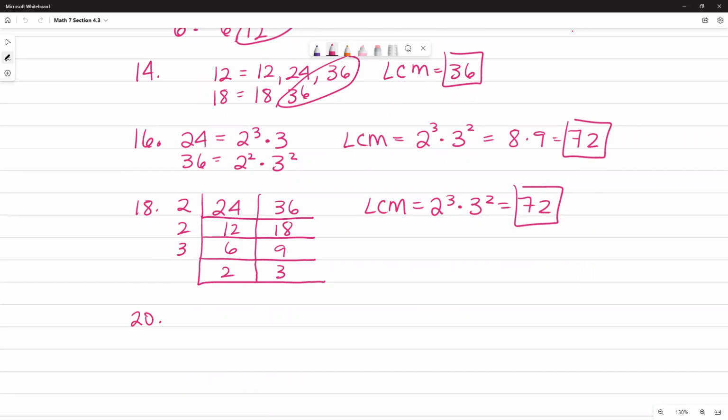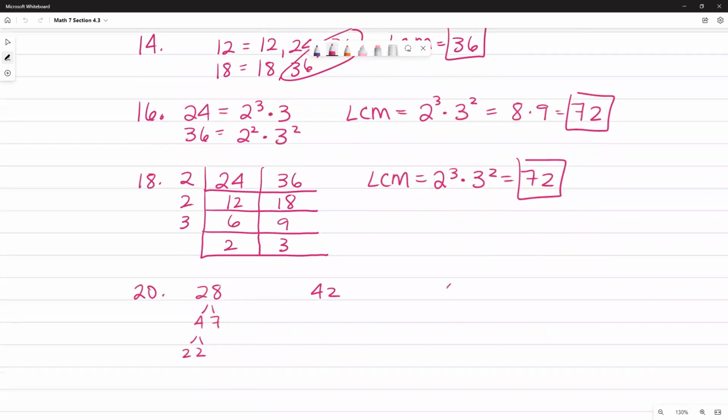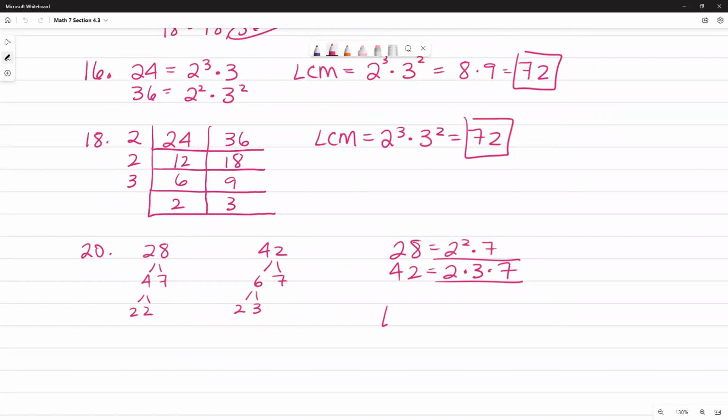For number 20 and 22, we're using prime factorization to find each least common multiple. For number 20, I got 84. Okay, that is correct. 28 breaks down into 4 and 7, which is 2 squared times 7. 42 is 6 and 7, so 2, 3, and 7. What are all of the prime factors found within these given numbers? 2 and 7. Those are the common ones.